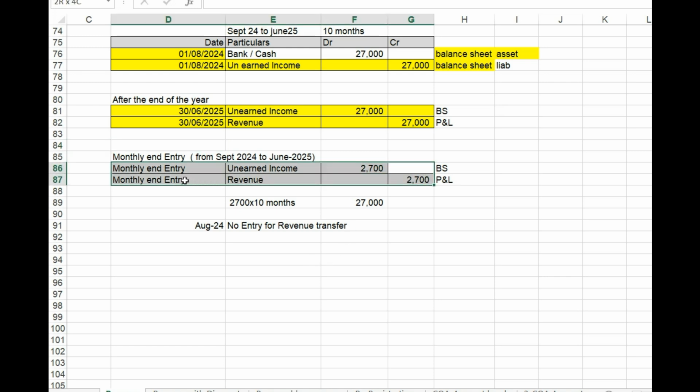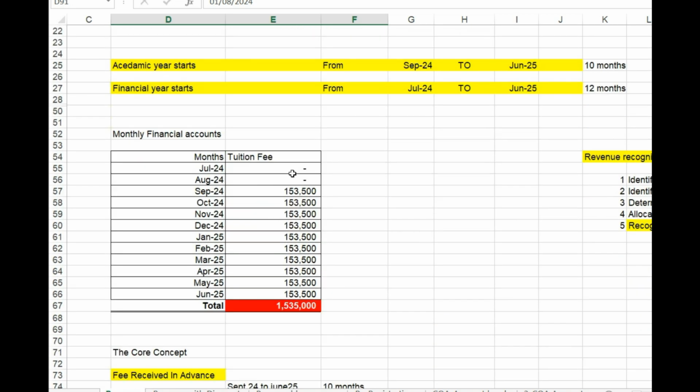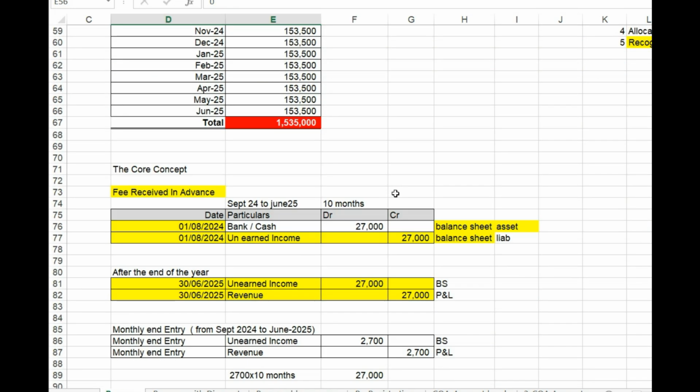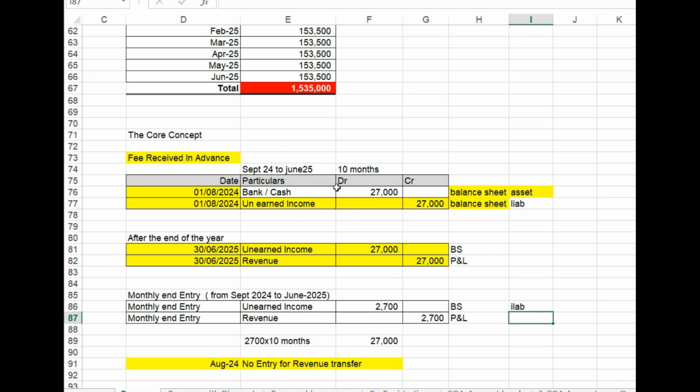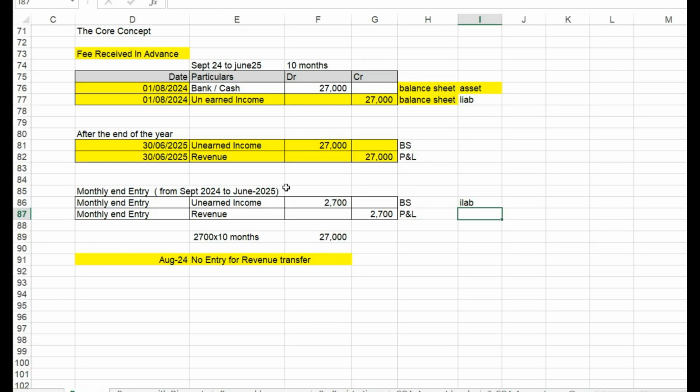So every month the amount will be transferred from unearned income, which is your liability account, to revenue account from September to June, and there will be no entry or transfer in the month of August. Why? As I told you over here, no performance obligations are satisfied in the month of August. So it will start from September, and every month amount will be transferred from unearned income to revenue account. Unearned income is, in the balance sheet, your liability account, and it will be shifted to your revenue account. So this was the scenario in which there wasn't any discount allowed.